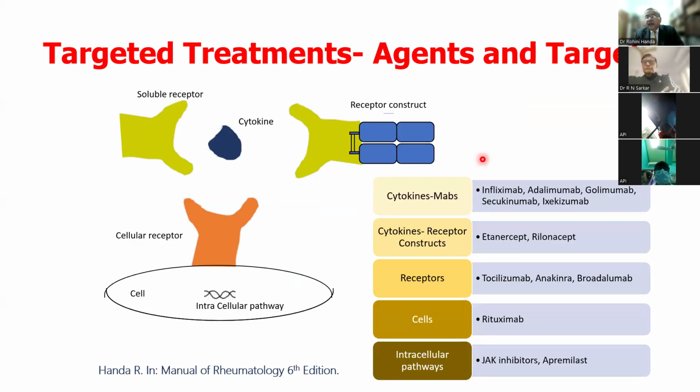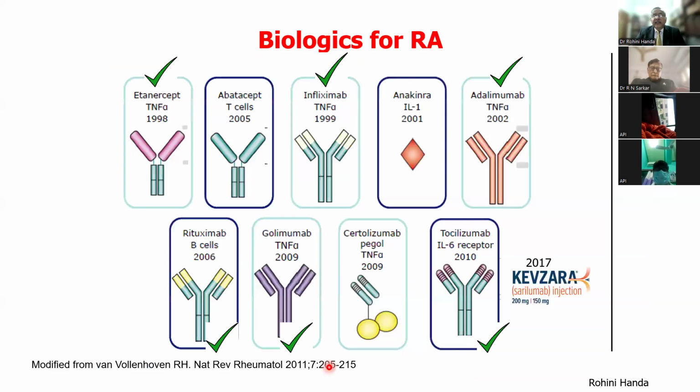Concepts are not difficult. You can target the ligand like TNF, and you have this targeting by the monoclonal antibodies like infliximab. You can have a receptor construct which acts as a molecular scavenger. You can target the receptors like tocilizumab. You can target the cells like rituximab. And when the site of action moves indoors, you can use JAK inhibitors. And I can't go into the details, but the concepts are simple. The problem lies in the details.